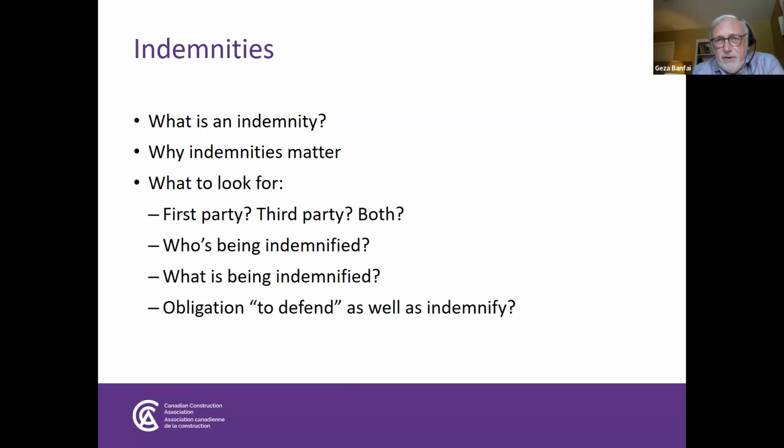And so from the point of view of the owner and the GC, their interest is in protecting themselves against something that is not their fault directly. It's the fault of the trade who dropped whatever it is that was dropped on the head of the passerby. And they do this through an indemnity whereby the trade agrees to indemnify the owner and the GC against that claim by the passerby, the third party claim.